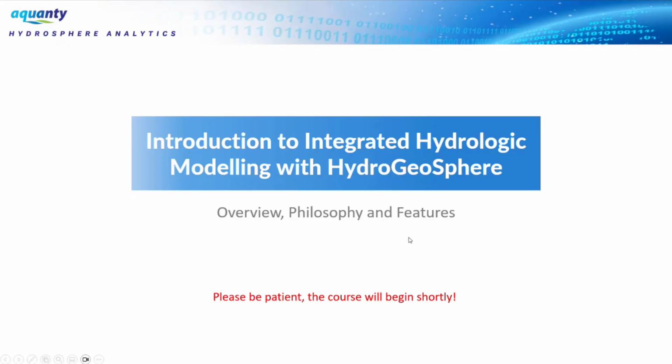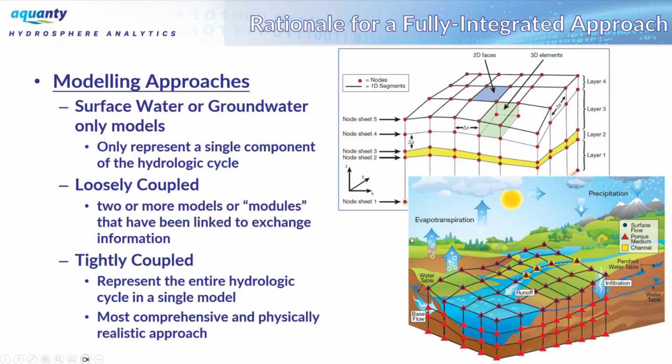So we start with an overview of HydroGeoSphere, the philosophy of its design and an overview of features. Traditionally, in the world of hydrologic modeling, surface water models and groundwater models have been done separately. Surface water modelers and groundwater modelers have done their own thing, and basically, these models would only represent a single component of the hydrologic cycle.